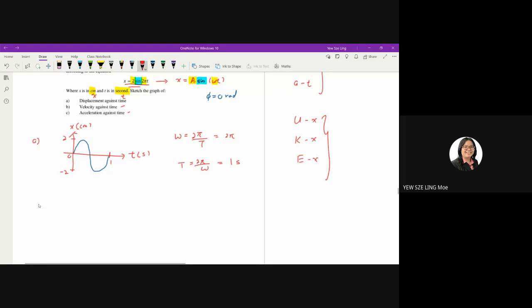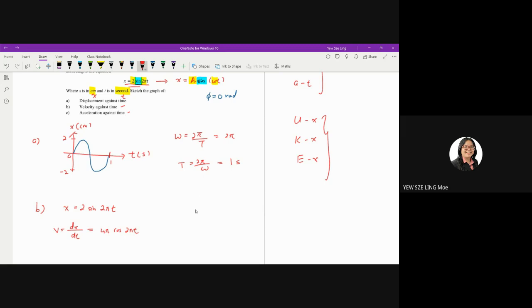Question B is asking for the V against time graph. So now you look at the equations. You have x equals 2 sine 2 pi t. That is the equation for x. Now we want the equation for V. In order to obtain the equation for V, we need to differentiate it. V equals dx over dt, which is then equal to 4 pi cos 2 pi t. So this is my equation.